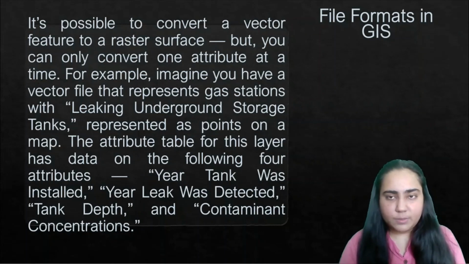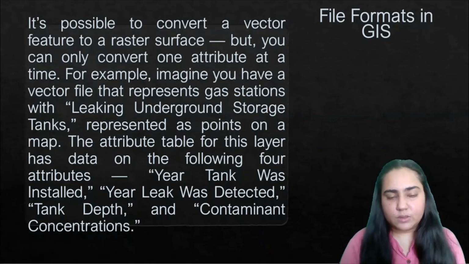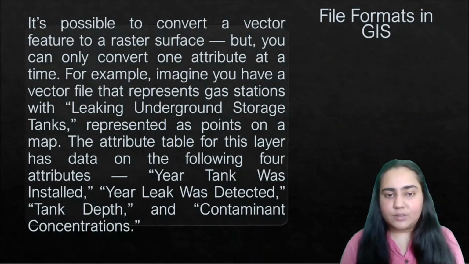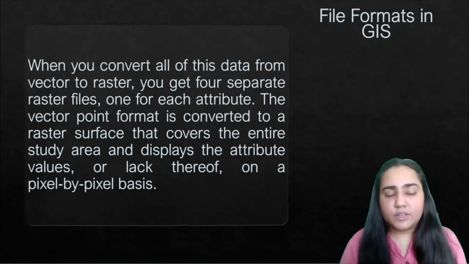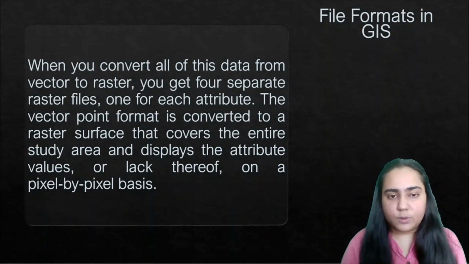Okay, you also have a table accompanying it. So just like we saw in the previous introductory video, there is an accompanying table with this vector file, and it contains all the attributes. And the attributes are: when the tank was installed, when the leak was detected, the depth of that tank, and contaminant concentrations. Okay, these are the 4 columns in that table. When you convert all of this data from vector to raster, you get 4 separate raster files, not one, because you have to show all these attributes. And so you would be creating 4 files because 4 attributes are there.